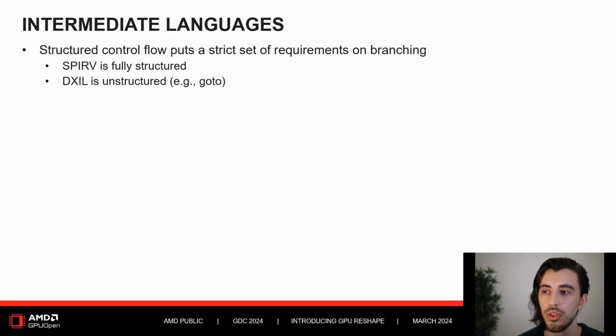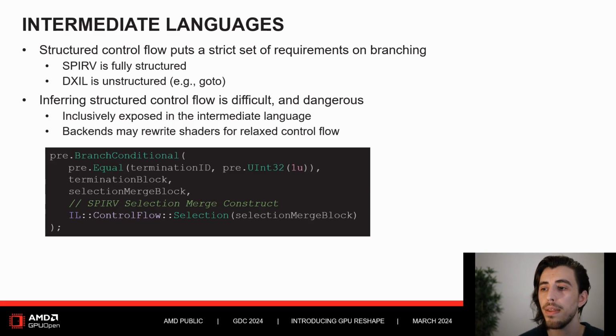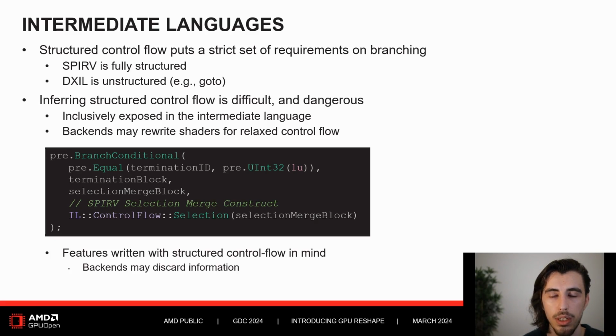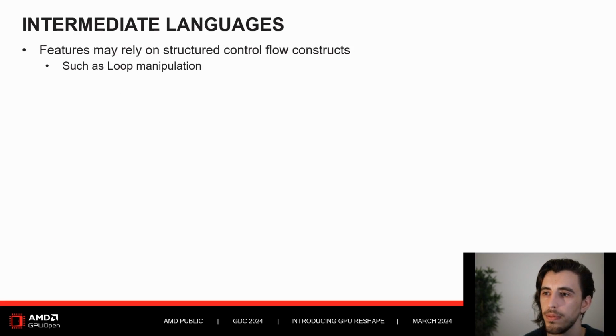Another difference is what's known as control flow. Now, I'm going to keep it simple and say that structured control flow is a very strict set of requirements on branching, where flow is the order of operations within a program. SPIR-V is structured, Dixel is not, and imagine Dixel as a bunch of gotos and jumps. Thing is, inferring this is very difficult and dangerous, so it's instead exposed into the intermediate language. In this screenshot, we're performing a branch to one or two blocks, and we inform the backend where these two paths will merge later on. If the backend needs this information, it'll use it, and if not, it'll discard it.